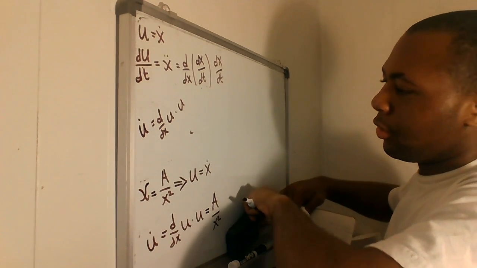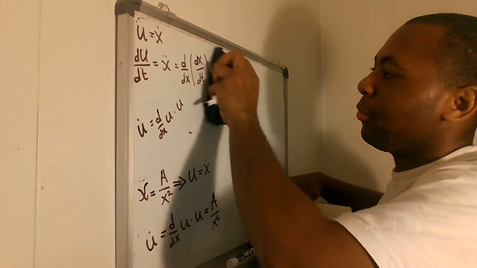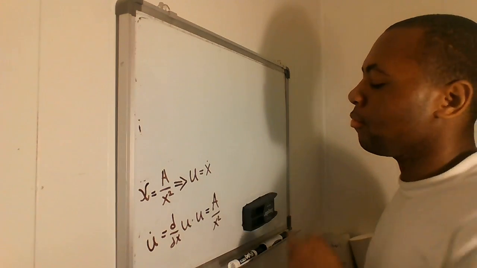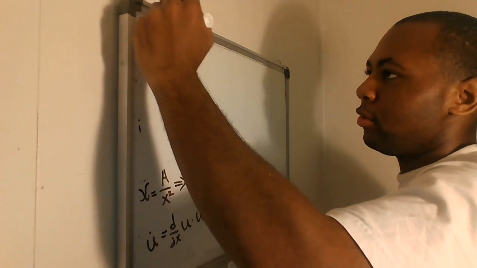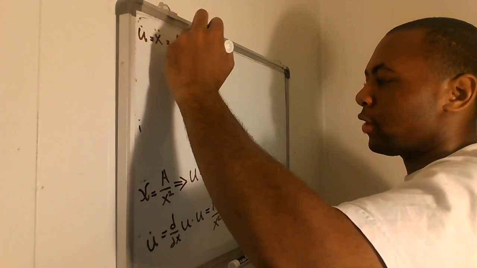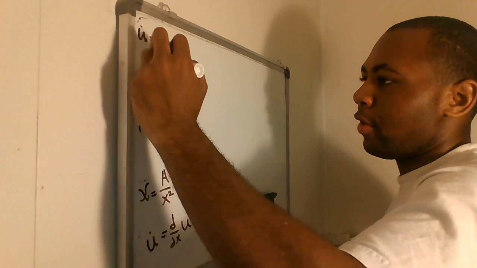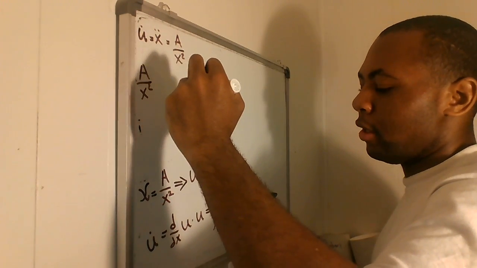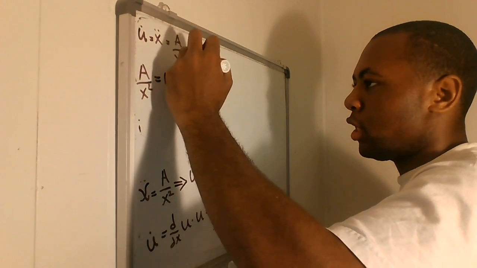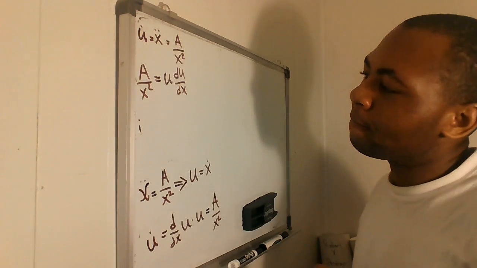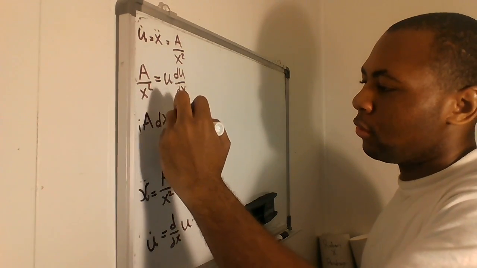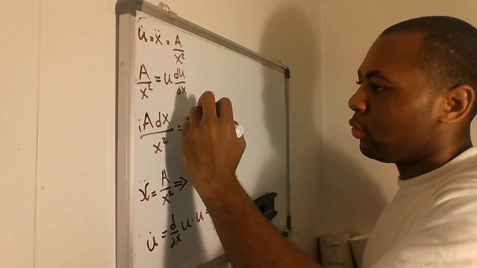One more erase mark, I'm sorry. I'm not looking at my notes, so you can see that I'm doing this somewhat off the fly. My notes more or less say the same thing, but you have u dot, which is x double dot, equivalent to a over x squared, and a over x squared is equal to u du/dx. Multiplying by dx, on this side a dx over x squared is equivalent to u du.